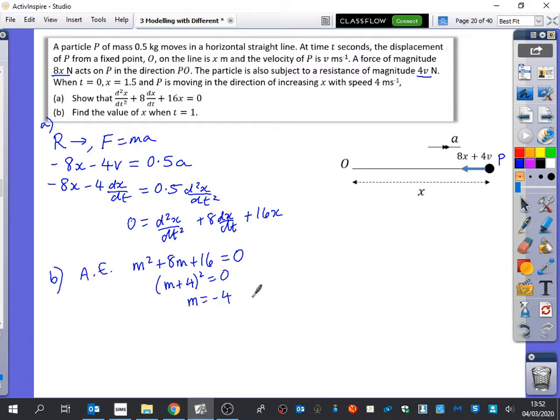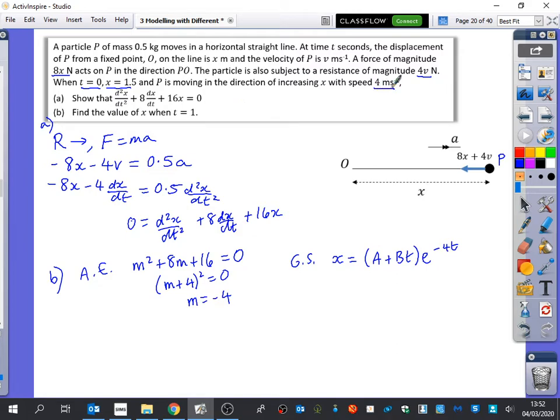So we get m is equal to minus 4. So our general solution, because notice it's equal to 0, so it's not any of the ones that need any particular integrals or anything like that. Our general solution is x equals (a plus bt) e to the minus 4t. Good. That's our general solution. We're now going to try and find out what the particular solution is, because we know this: when t equals 0, x equals 1.5, and the speed is 4.